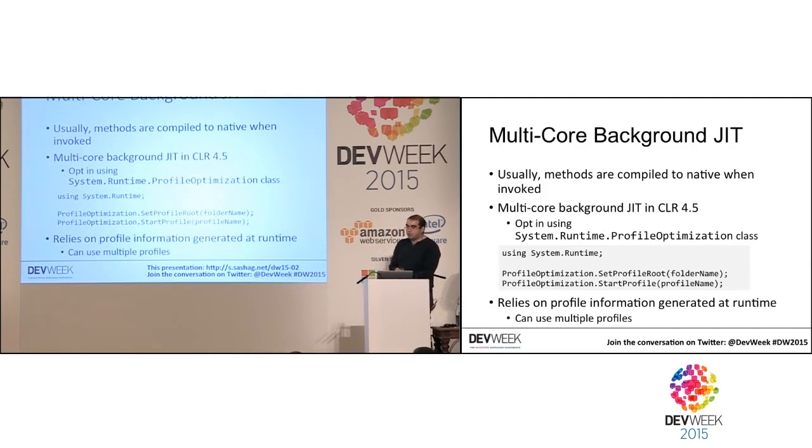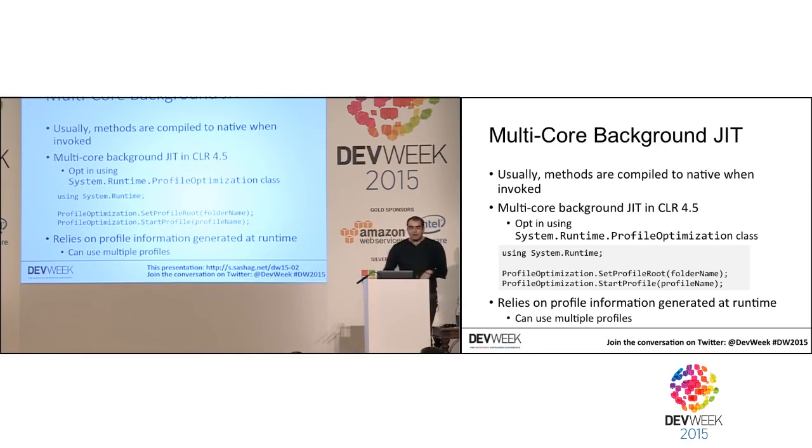Another thing, which is much newer, and it was added in .NET 4.5, CLR 4.5, is multi-core background JIT. The idea here is that instead of waiting for a method to be invoked and then compiling it, the CLR can, in advance, try to guess which methods you're going to need and compile these methods in a background thread, to be more accurate. So the JIT can now, if you let it, run in the background while your application is starting up and compile methods before you even need them, before they're being called.